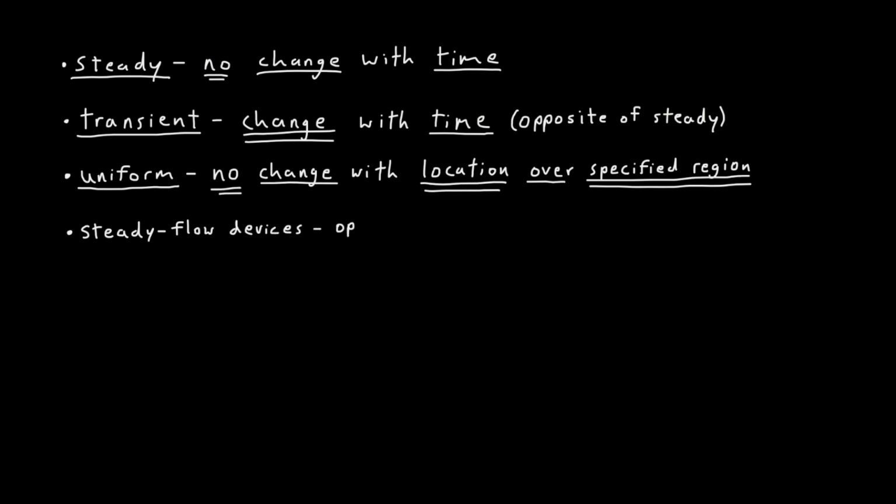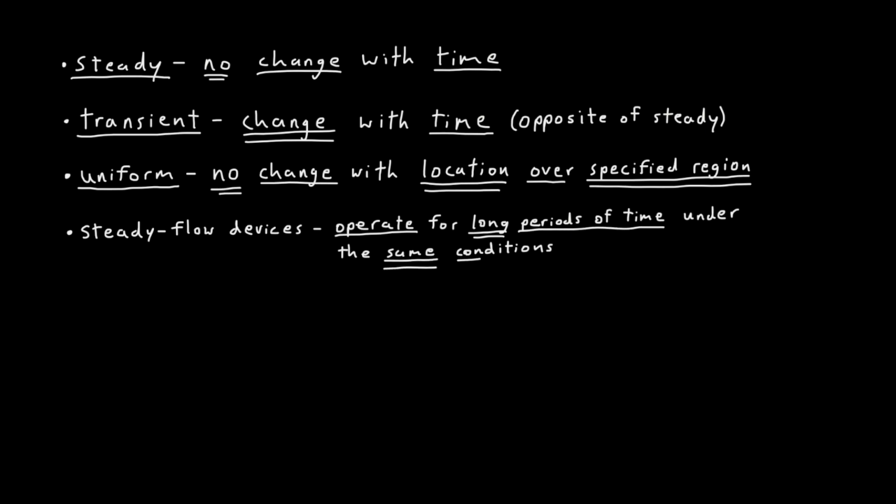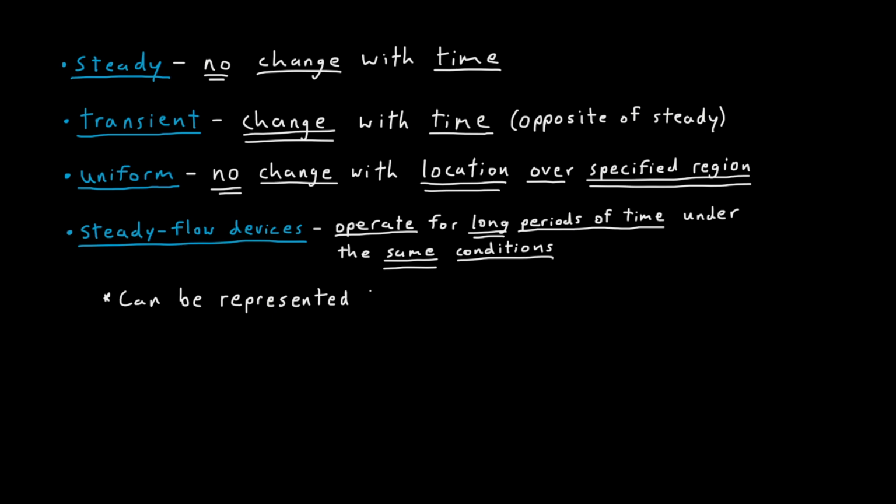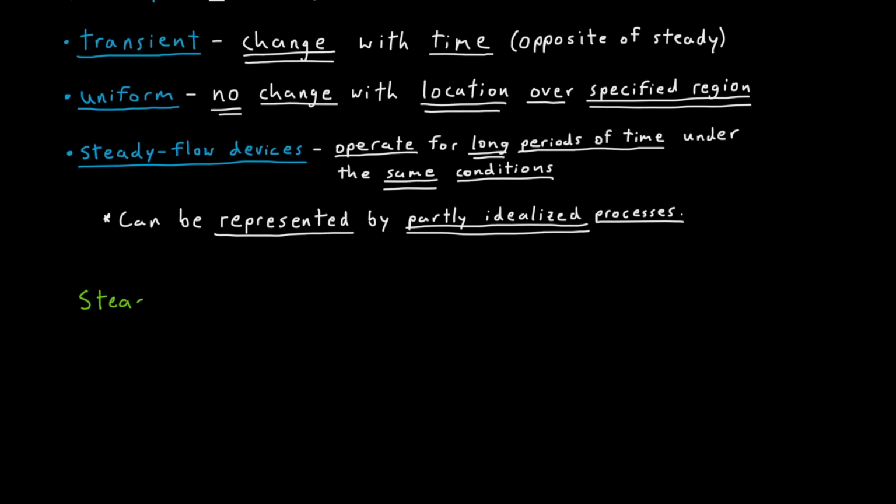And so a steady flow device is basically a device that operates for a long period of time under the same conditions. So again, these are devices that operate for long periods of time under the same conditions. And so these are four major terms to keep in mind moving forward, as these will help you properly analyze systems which we'll encounter in future practice problems. And now one last thing to note here is that each of these can be represented by partly idealized processes. And now, more specifically, we'll go over a steady flow process.